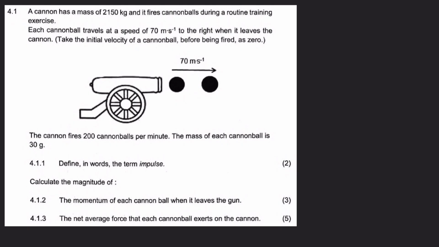Okay, 4.1.1, define in words. Again, definitions, we don't waste our time. You have access to them, so learn them. 4.1.2: calculate the magnitude. Magnitude means just calculate the value. We don't want the sign, we don't need the direction, etc. They want to know what is the momentum of each cannonball when it leaves the gun. So when one cannonball leaves, what momentum does it leave with?